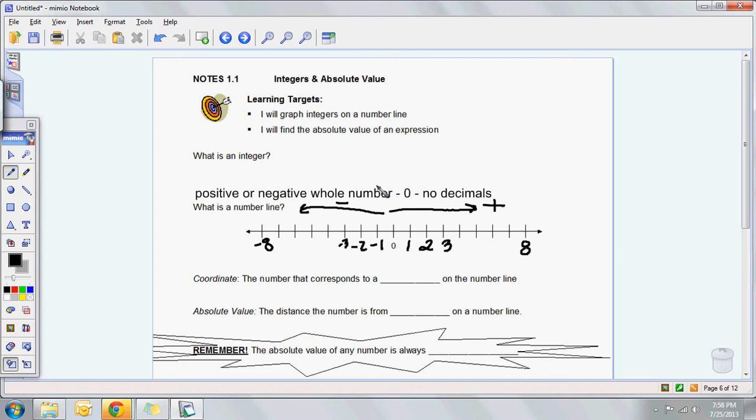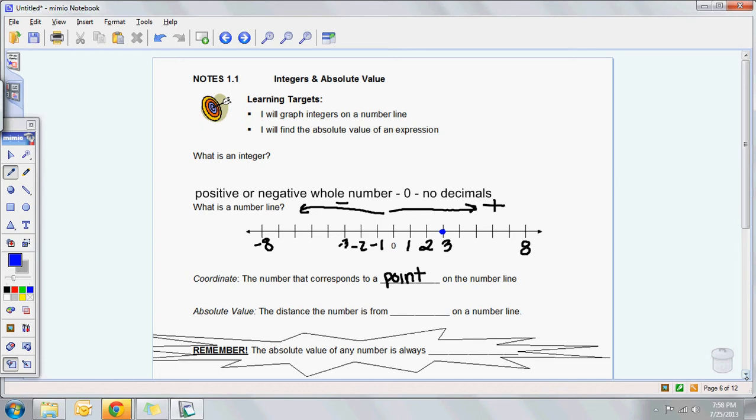So we know what an integer is, we know what a number line is. Let's go on to what is a coordinate. A coordinate is the number that corresponds to a point on the number line. So if I say move to coordinate 3, what you'd be talking about is you go to the number 3 on your number line, and this would be coordinate 3. So the point that is on the number line.